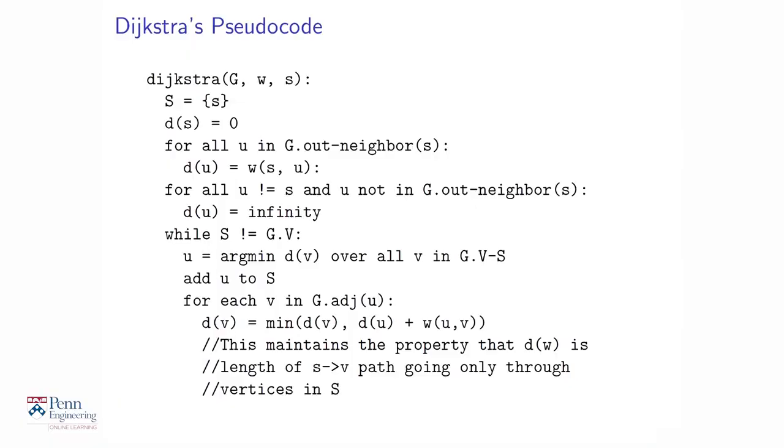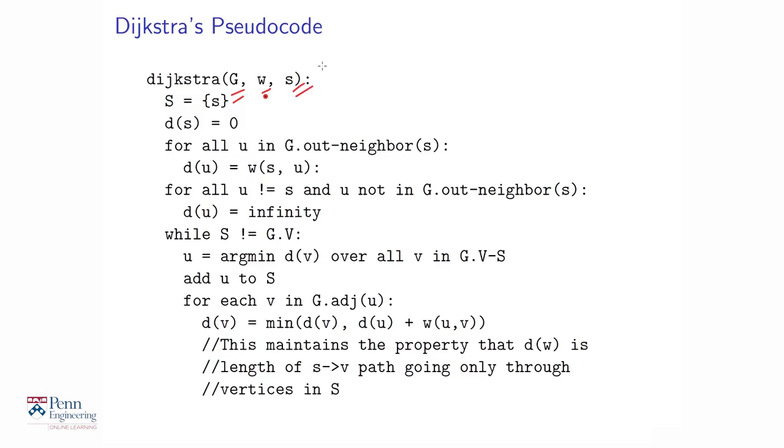So in this segment, we will see the details of Dijkstra's algorithm and see the reason why it's correct as well. So here's the pseudocode for Dijkstra's algorithm for the single source shortest path problem. The algorithm takes three arguments. It takes the graph, a weight function on the edges, and the source vertex from which we want to find the shortest paths to every other vertex.